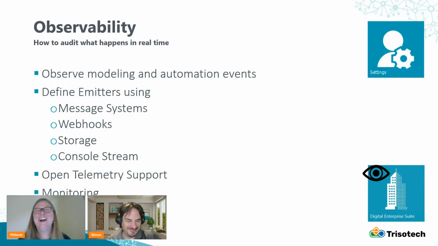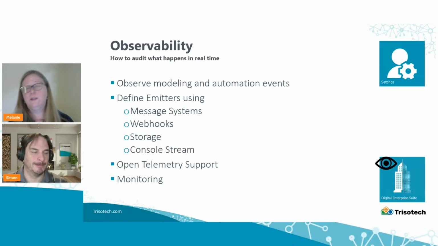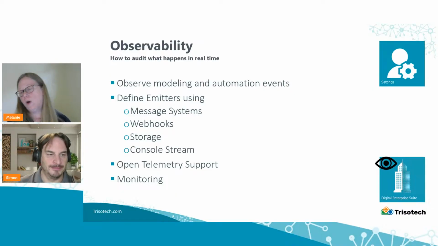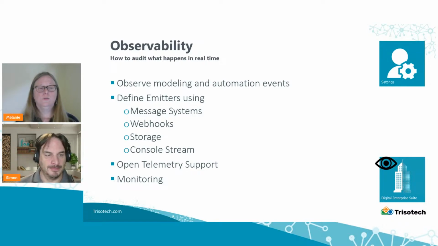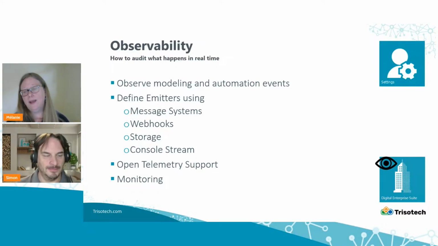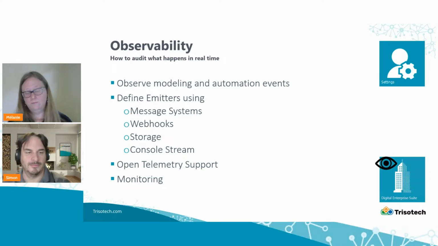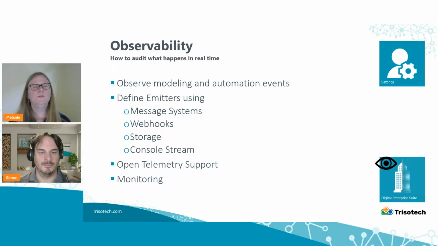The goal of this section is to tell you how you can audit and see what's going on in the Digital Enterprise Suite and its counterparts, the Digital Automation Suite and the Modeling Suite. Both parts of the suite emit events that can be listened to. One way to do that is to define emitters. That is done in the settings app, and you can use a message system, the same one that I used just before in my process. All the async APIs that we support can also be used to define emitters.